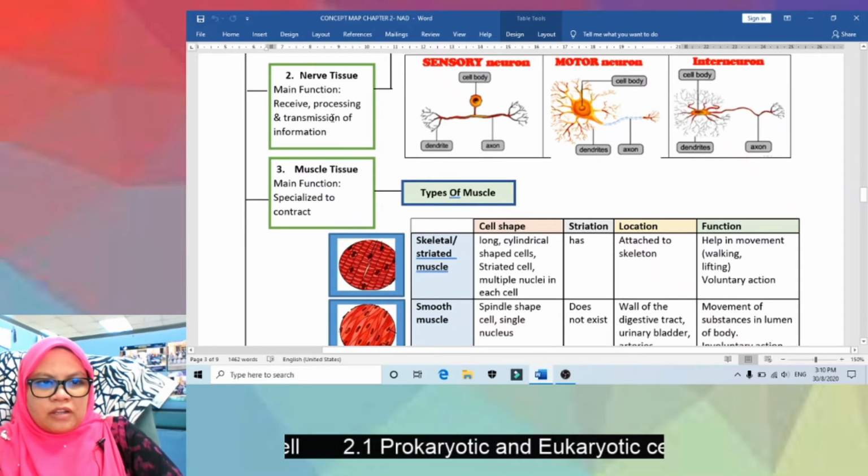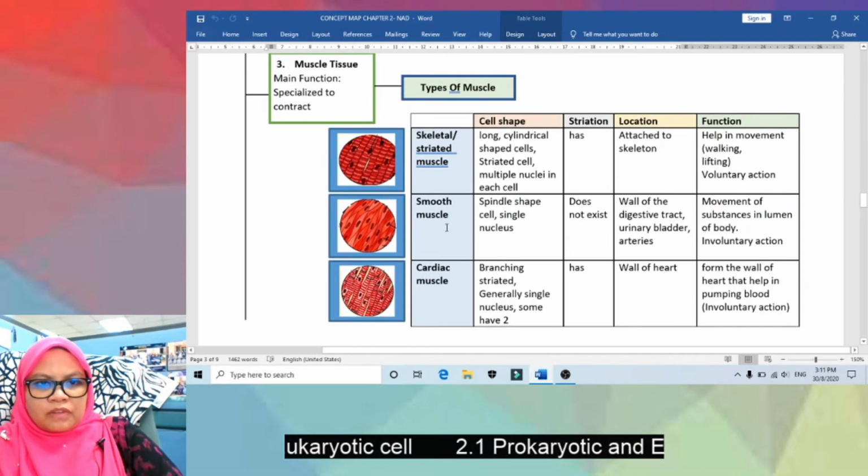Next, we have the third tissue, the muscle tissue. The function is to specialize to contract. So we have three muscle tissues here: the skeletal or striated muscle, smooth muscle, and the cardiac muscle. Look at the structure. Okay, for skeletal muscle, the structure is long, cylindrical, and striated, and it has multiple nuclei in each cell. But for smooth muscle, the shape of the cell is spindle. Then each cell has only a single nucleus.